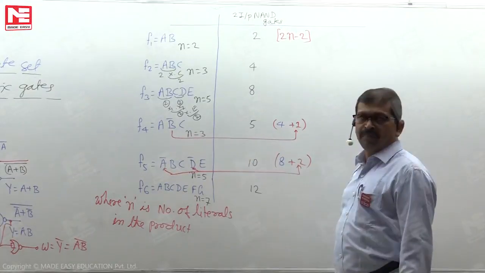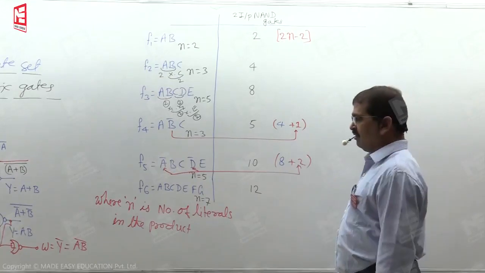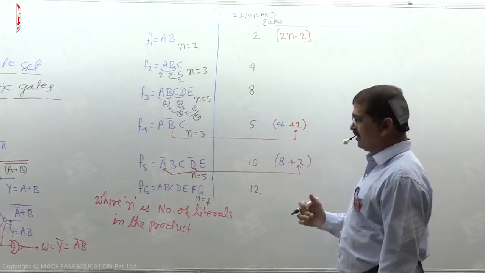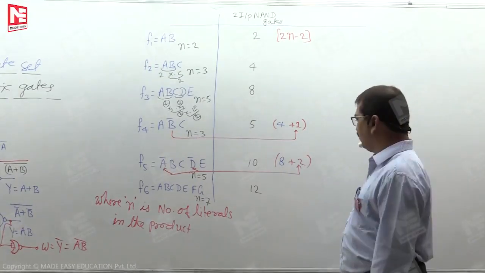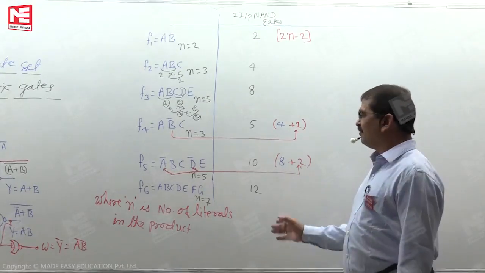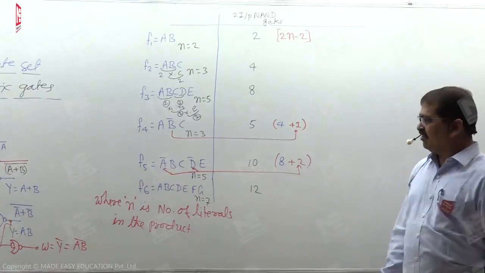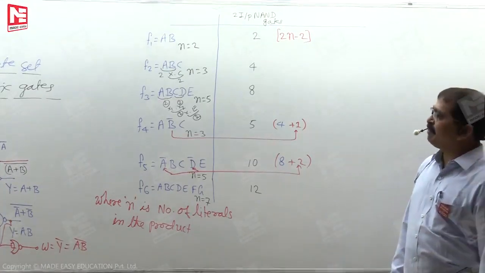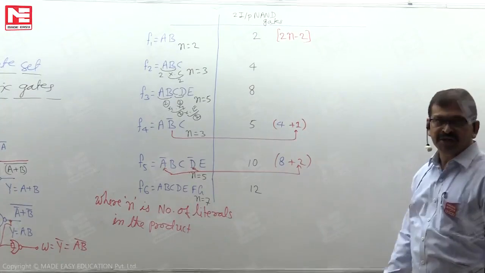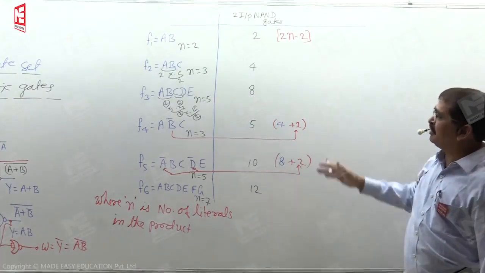Because of this complement operation on each variable, for the complement purpose, we need one NAND gate separately as an inverter. So the total number of gates we need is 10. So like this, it is possible to identify. Whenever we have a product like this with any number of variables, we can find the answer by using this formula.